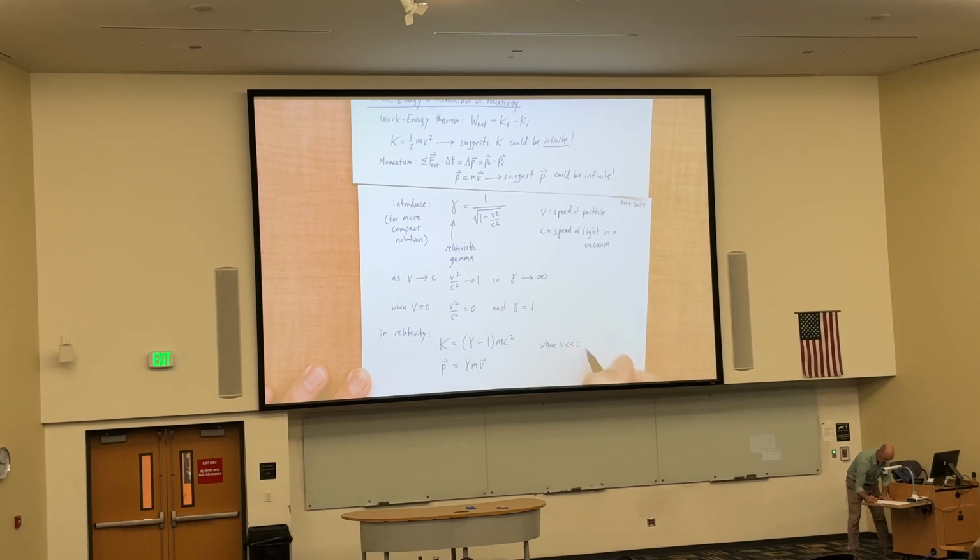When v is much less than c, these expressions reduce to 1/2 mv squared and mv. But if I start to travel at something close to the speed of light, then it starts to diverge from 1/2 mv squared and mv. And let me show you how that works in a plot.